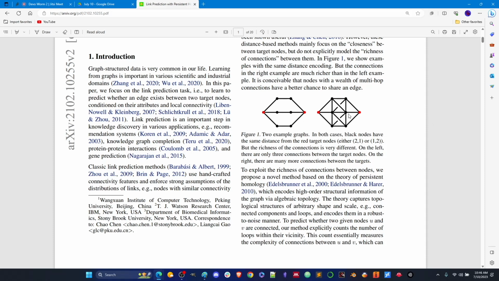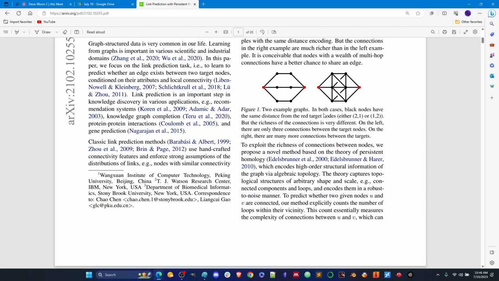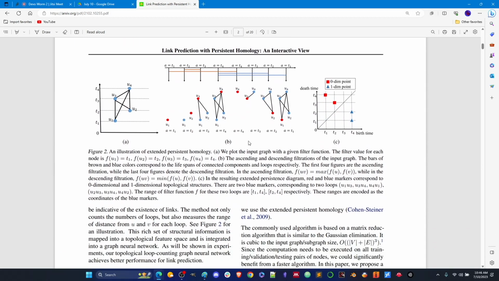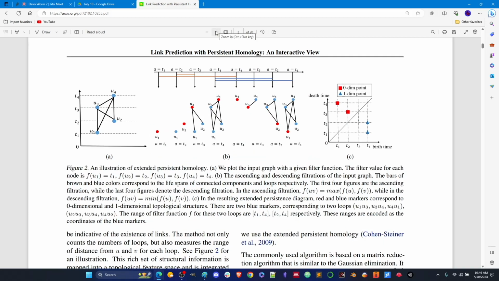In the second one, you have three alternate paths, but those paths interact in different ways. So that's what we have here. There's a lot of data that we can capture and characterize here. This is an example here in figure 2 of extended persistent homology.